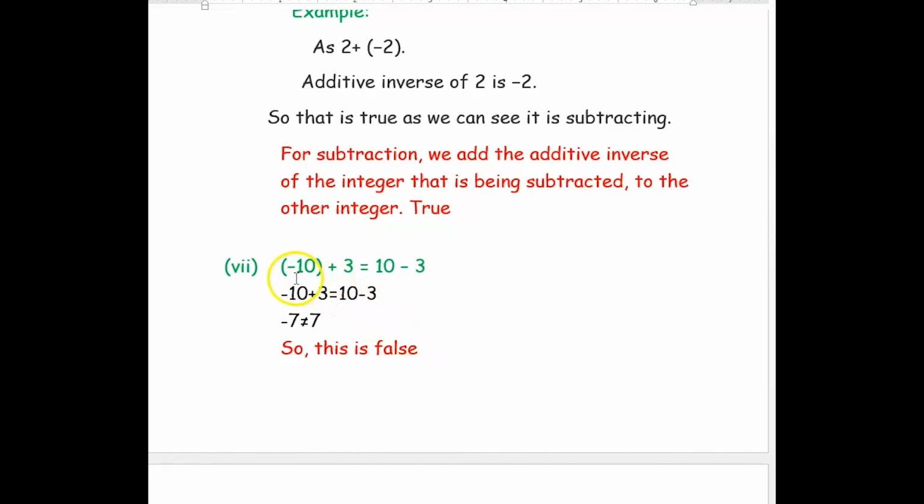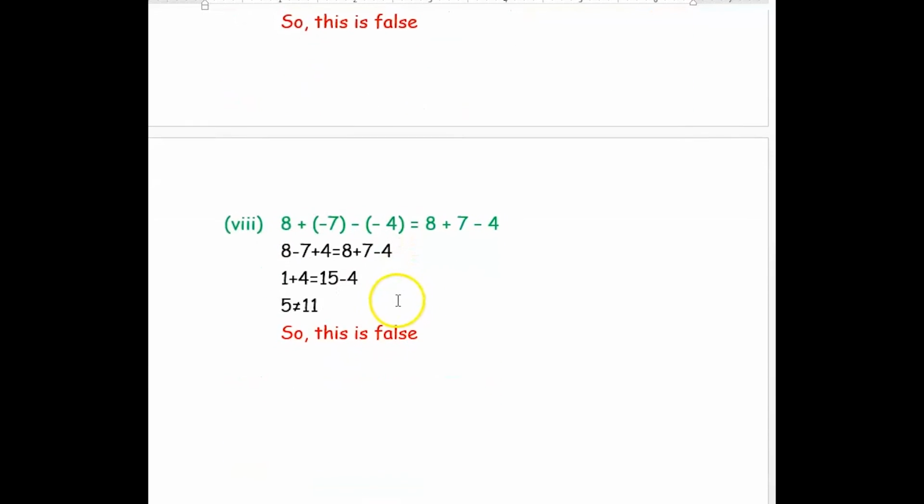The next question is: negative 10 plus 3 is equal to 10 minus 3, they have given. See, negative 10 plus 3 will be negative 7. And 10 minus 3 will be equal to positive 7. So this statement is false.